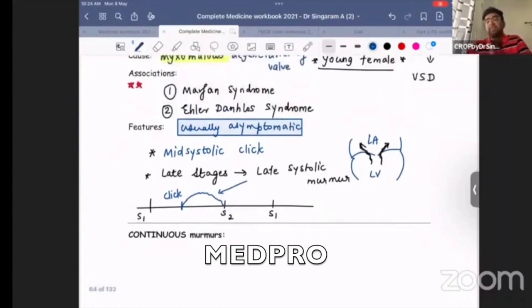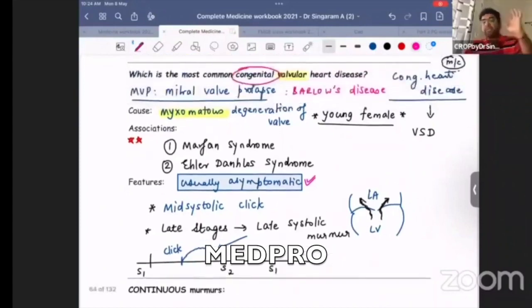And mitral valve prolapse, you don't need to treat this condition. Very, very important, because I told you, usually the patients are asymptomatic. So you don't need to treat this condition at all. Okay, you don't need to treat this condition. It's a benign condition.